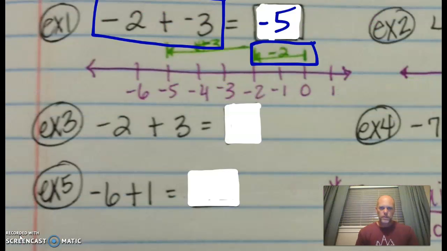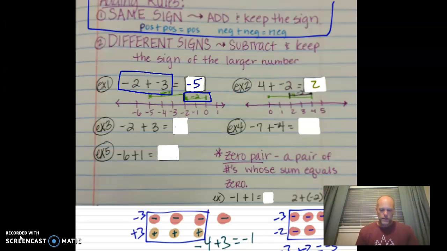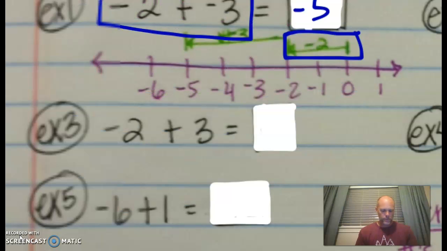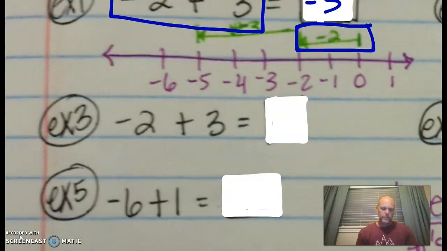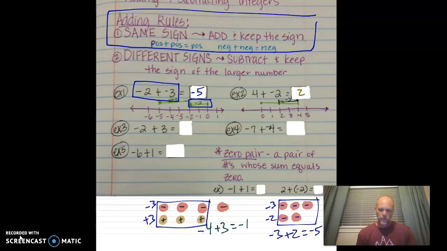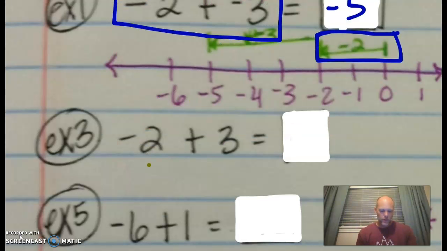I'm not going to use the number line on these next 3. All right. So example 3. I'm going to use 0 pairs. Okay, I'm going to use negatives and positives, just like I did on the bottom with apples and oranges. Alright, so how many negatives do we have? We have 2 of them. And how many positives? We have 3. I'm going to stack them up just like this.